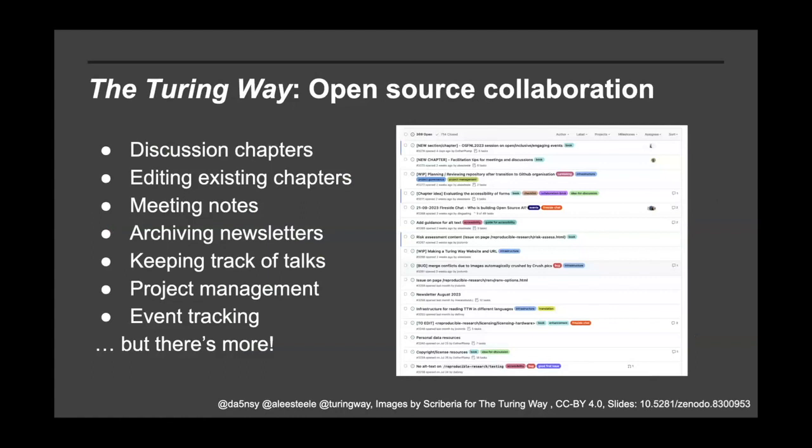Just an example of what a series of different issues looks like. We also utilize issue templates and use them for many different aspects of the project, as I've mentioned before, everything from archiving our newsletters, keeping track of talks, to project management, event tracking, alongside the creation of chapters and the suggestion of edits to different ones. All of that is within our GitHub repository, and the sorting of different tags is really important for that exact reason.